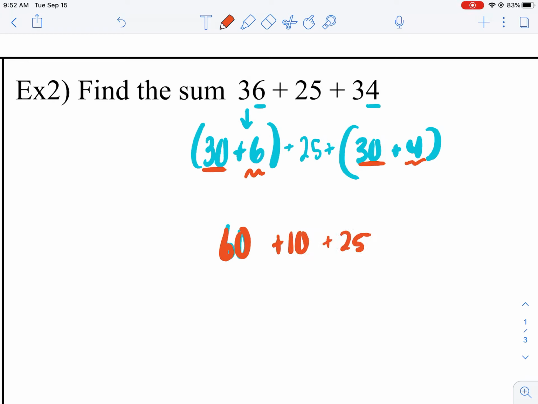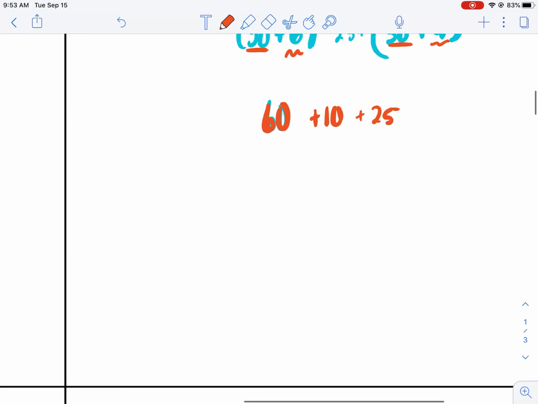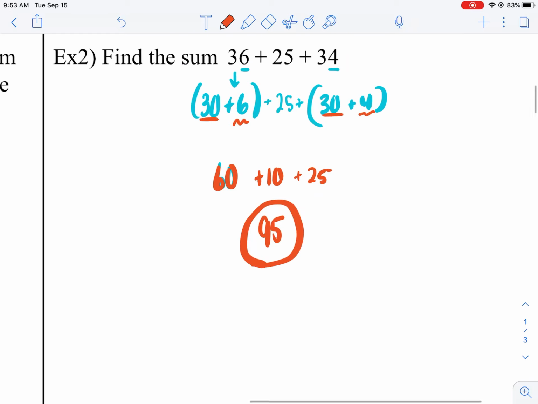Now our mental math becomes a lot easier. We have 60 plus 10, which is 70. 70 plus that additional 20 in the 25. 70 plus 20 is 90. And then that other 5, which is 95. And that helps our mental math. So you might not be writing this all down. You might be doing this in your head. I'm just writing it down to show you.